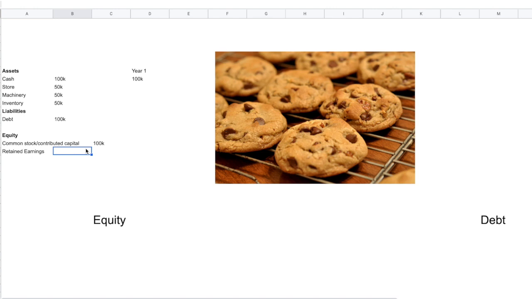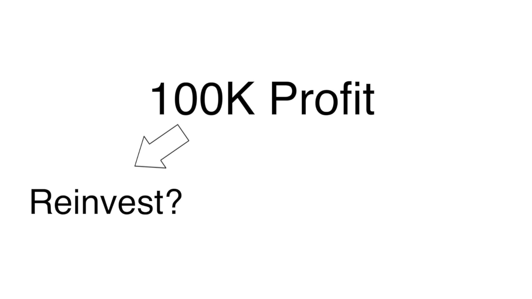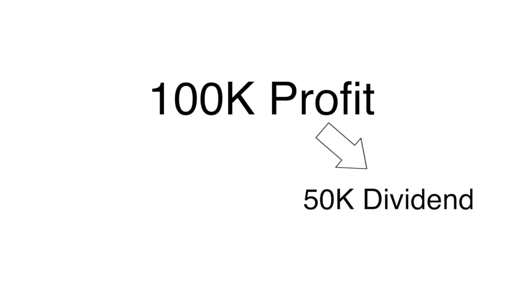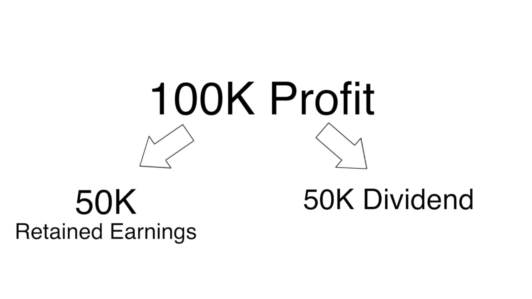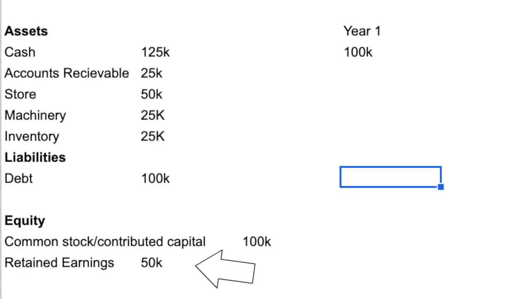Your first year running your cookie business goes really well and you make $100,000 in profit. You can either take this profit and keep it in the business and reinvest it, or you can take some of this money out to live on. Since this business is your only income stream, you decide to take out $50,000 in the form of a dividend. A dividend is just a payment to the owners of a business. The money left in the business is known as retained earnings. The retained earnings can be found by taking the net income or profit and minusing dividends paid. This is the money that is retained within the business over the business's lifetime. The retained earnings goes in the equity section of the balance sheet.